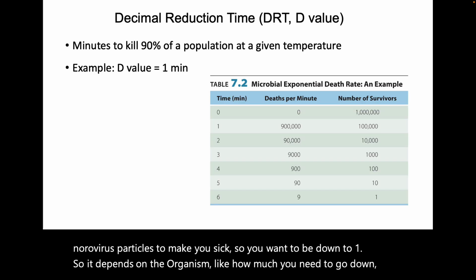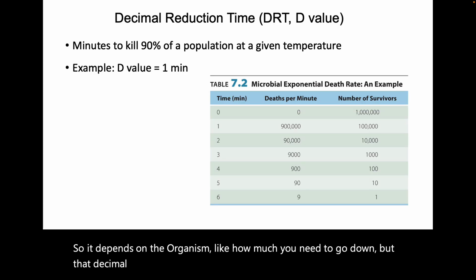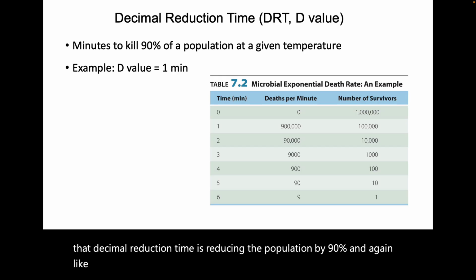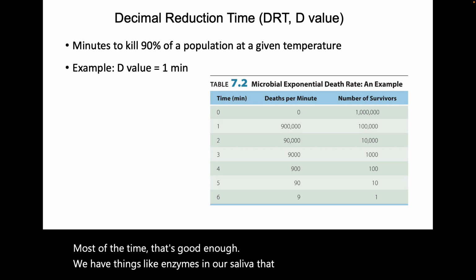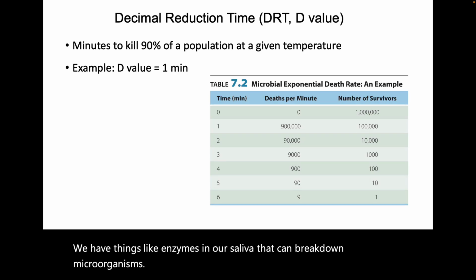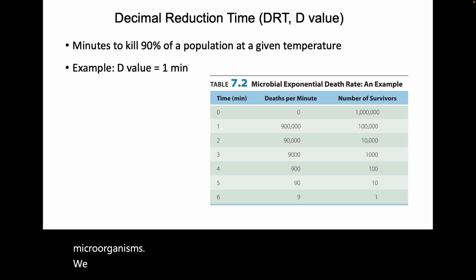But that decimal reduction time is reducing the population by 90%. And again, sometimes that's good enough. Most of the time, that's good enough. Right? We have things like enzymes in our saliva that can break down microorganisms. We have acid in our stomach that can break down microorganisms. We have a whole community of other bacteria in our gut that are like, no, this is our spot, you can't play with us. So just reducing enough, doesn't have to be sterile, doesn't have to be down to nothing, can make a lot of our products safe.